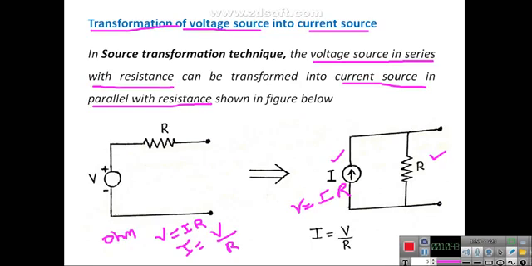Therefore, while transforming voltage source into current source, you just make use of Ohm's law, this basic relation, to convert voltage into current. Then you represent it as a current source, and whatever resistance was connected in series with the voltage source should be connected in parallel. If you know these values, you get the value of current, and the value of the resistance is represented in parallel with the current source.